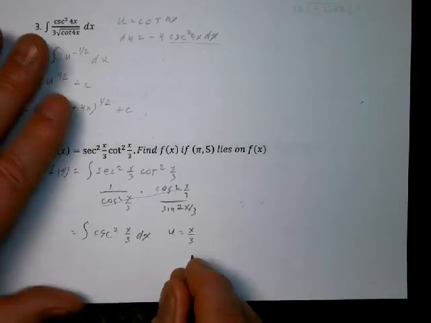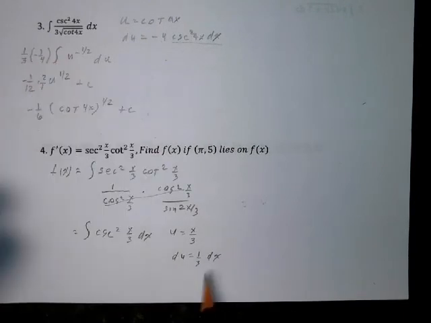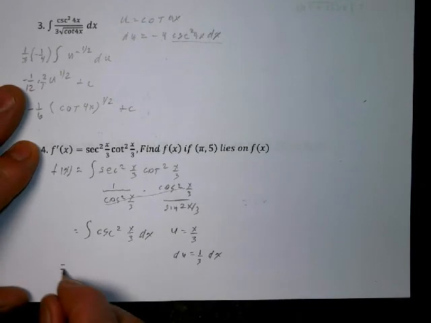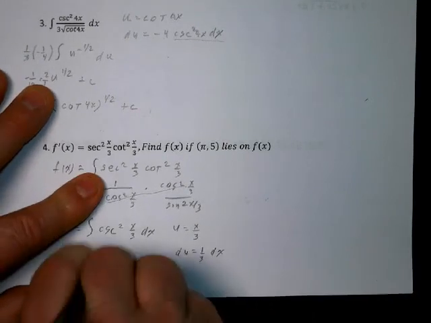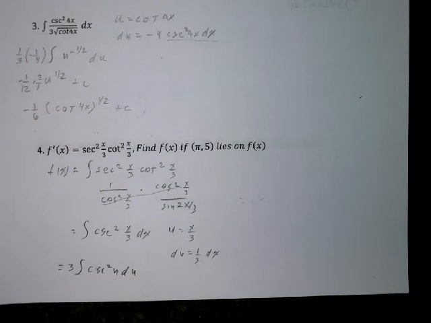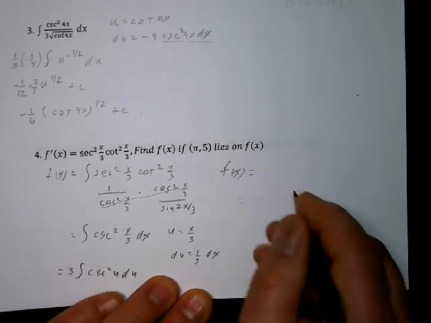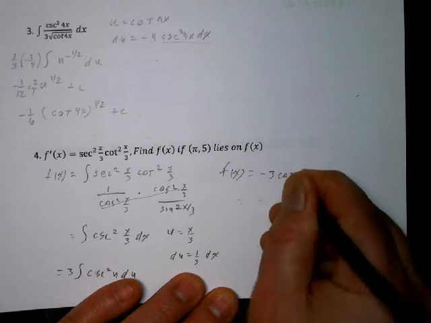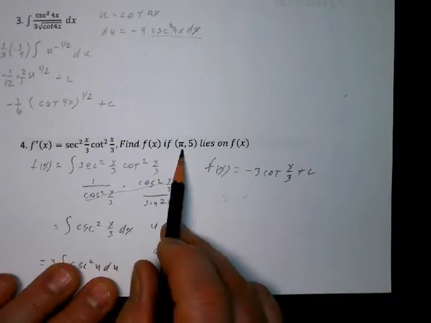Now in this case, u is going to be x over 3. du equals 1/3 dx. Now I got to multiply both sides by 3. So what you have is 3, whoops, that should be cosecant, 3 cosecant squared u du. So when you integrate, f of x equals negative 3 cotangent x over 3 plus c.